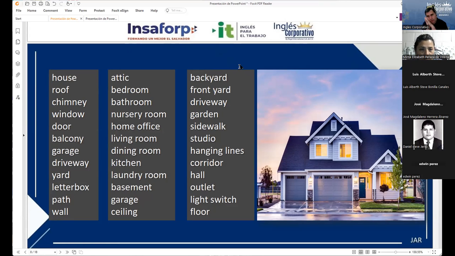The bedroom is where we sleep. The bathroom is where we take a shower, right? The nursery room, in my house, I don't have a nursery room, okay? A place where you have the medicine, and if you have an emergency, you go there. Home office is like a studio. Your living room becomes a home office. Okay.